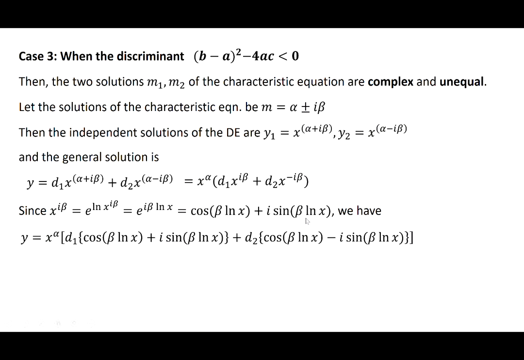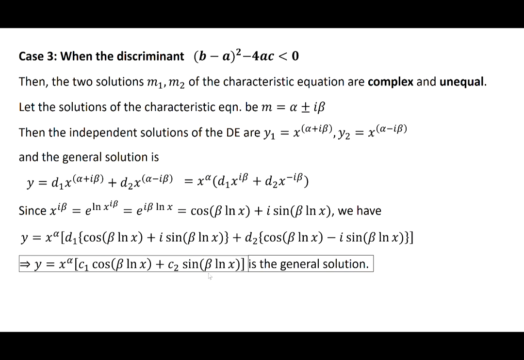Similarly, x to the negative i beta would be cosine of beta natural log of x minus i sine beta natural log of x. So I'm going to replace x to the i beta and x to the negative i beta with the Euler relationships, collect all the terms, and this whole thing simplifies to x to the alpha times c1 cosine beta natural log of x plus c2 sine beta natural log of x. Cool? All right. I'm going to summarize the whole thing in the next slide.